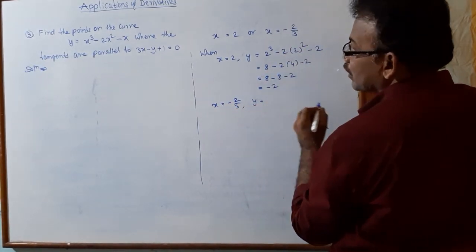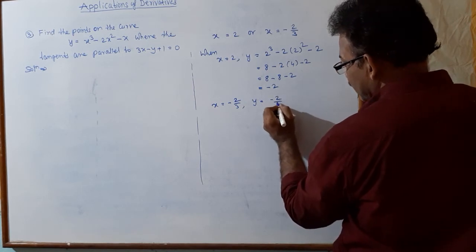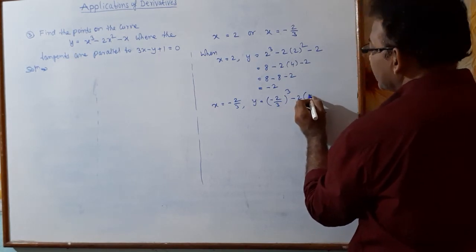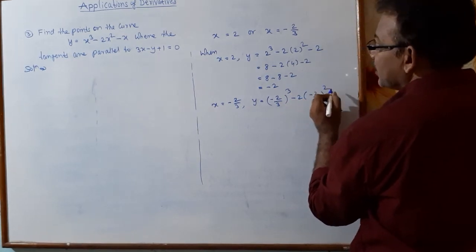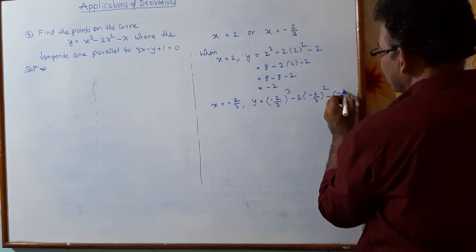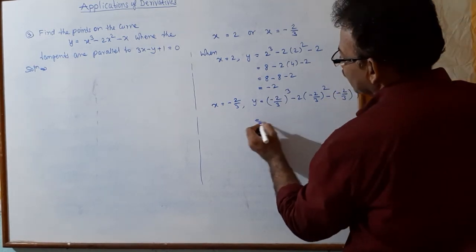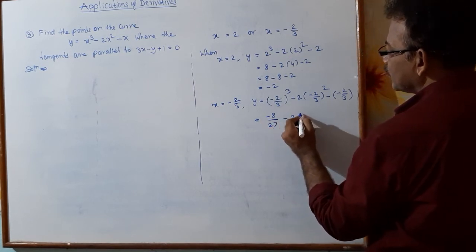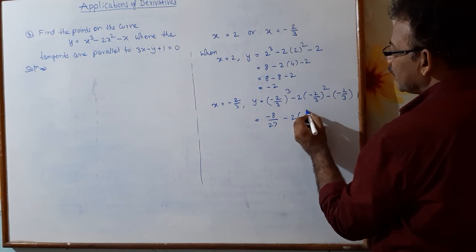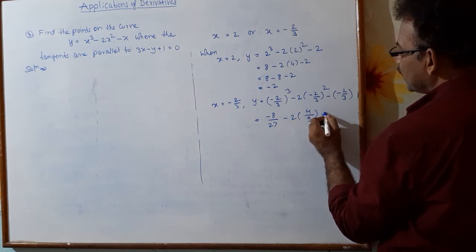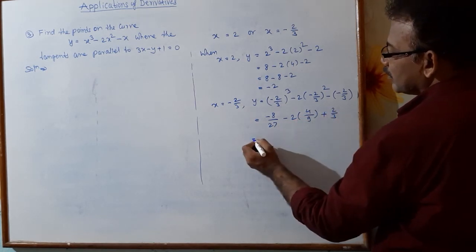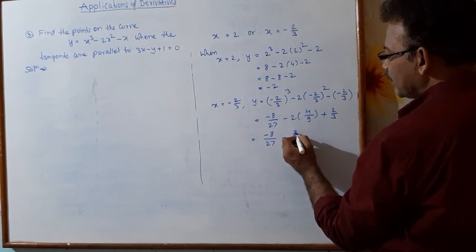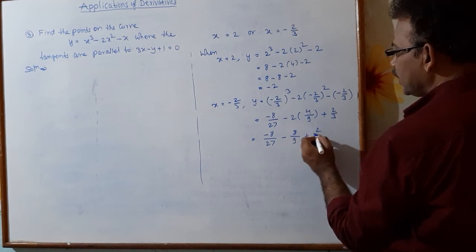Second value, minus 2 by 3. Find the y coordinate from the curve. x cube means minus 2 by 3 its cube, minus 2 x square, minus 2 by 3 square, minus x, that is plus 2 by 3. So it is equal to minus 8 divided by 27, minus 2 into 4 divided by 9, plus 2 by 3. So minus 8 by 27 minus 8 by 9 plus 2 by 3.